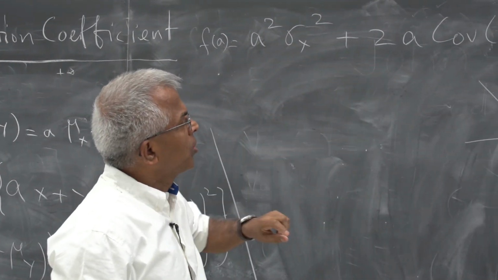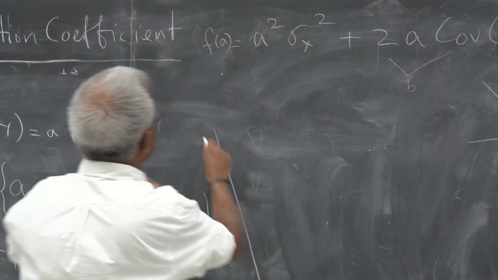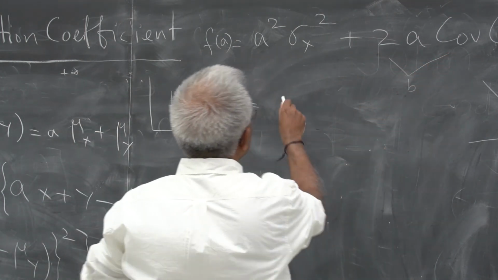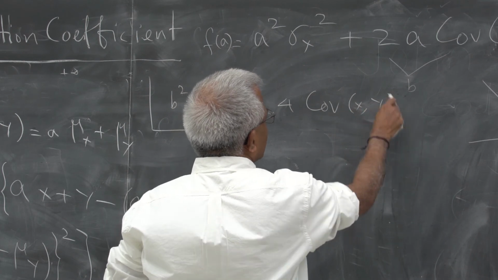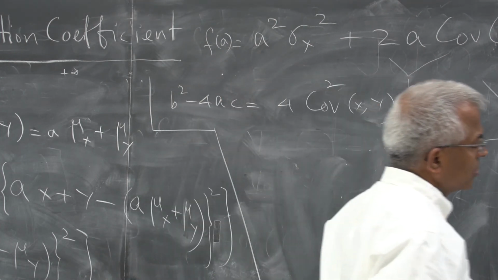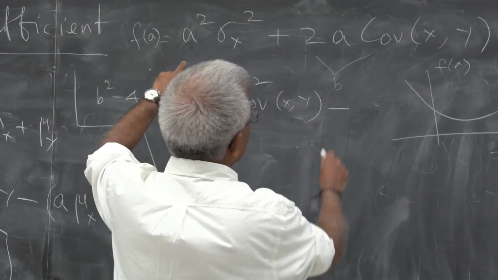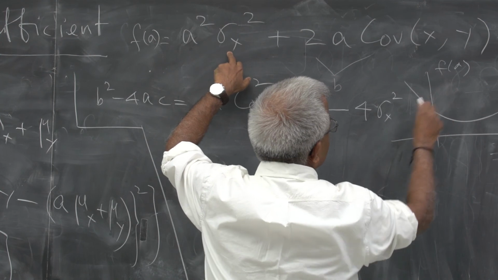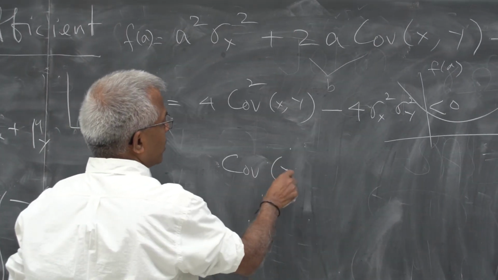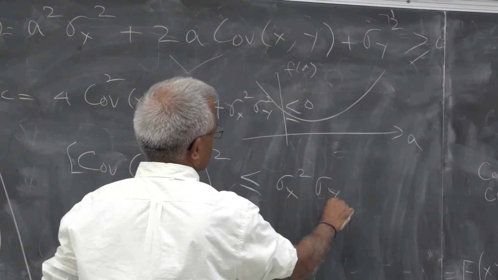The discriminant is b squared minus 4ac. This is your b, this is a, and this is your c. B is 2 covariance, so b squared is 4 covariance of x comma y squared. And 4ac is 4 multiplied by sigma x squared times sigma y squared. This needs to be negative. So we have the covariance of x comma y, the whole squared, less than or equal to sigma x squared sigma y squared.